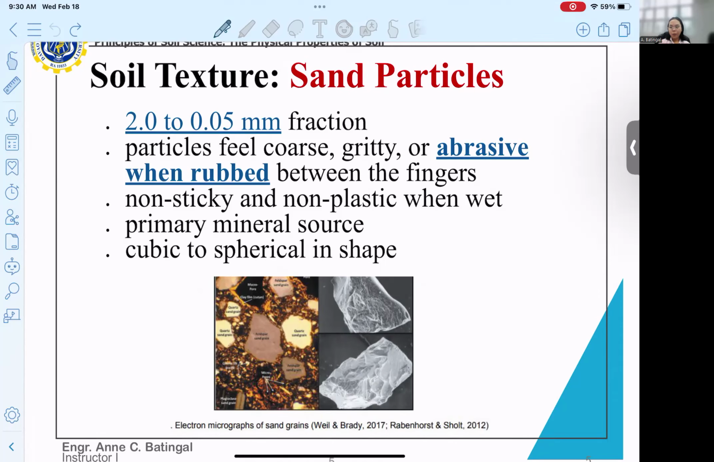So that's why your sand particles are non-sticky and non-plastic when wet, because it is characterized to have a low water holding capacity. Similarly, it cannot hold that much nutrients as well. So if you put fertilizers or soil amendments in a soil with lots of sand particles, and then you introduce water or rain, say for example, dali siya mag-leach out. Kay dili man kayo ka-hold og nutrients ang imong sand particles.